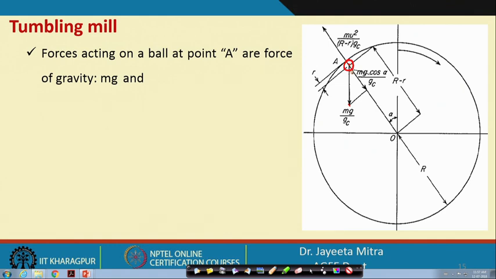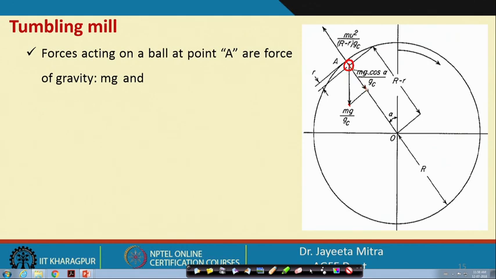The particle has a tendency to go outward, to be thrown in the outward direction based on this force, and it also has a downward force because of gravity. Now, if we split this force, it makes an angle with the line joining the center of the mill to the center of the particle. Let us say this angle is alpha. So, we can divide this force mg into mg cos alpha and mg sin alpha.